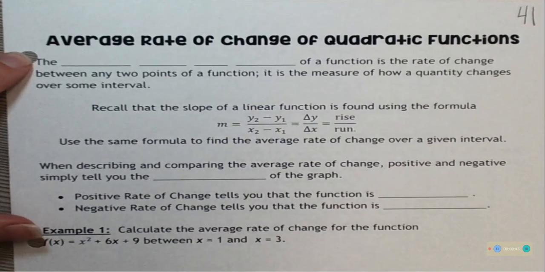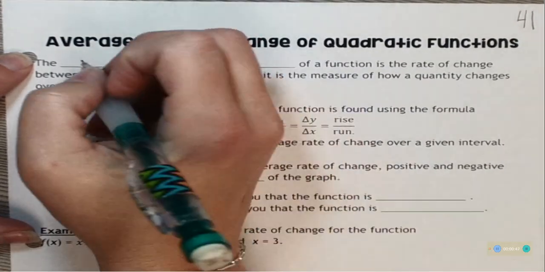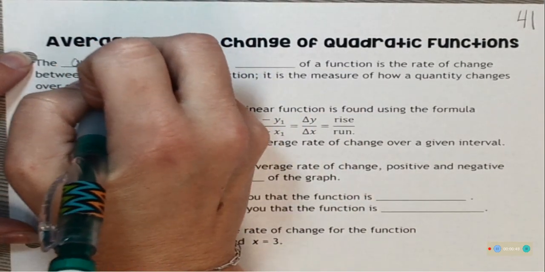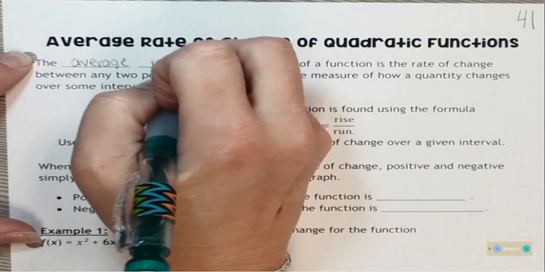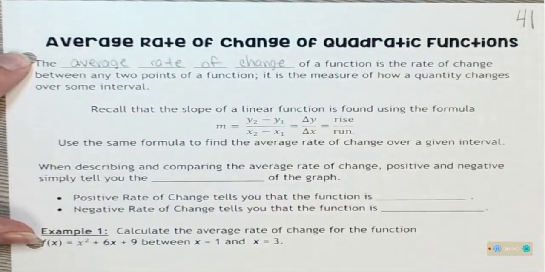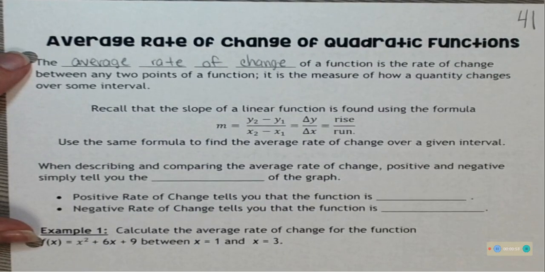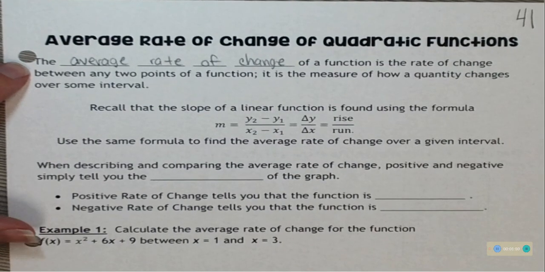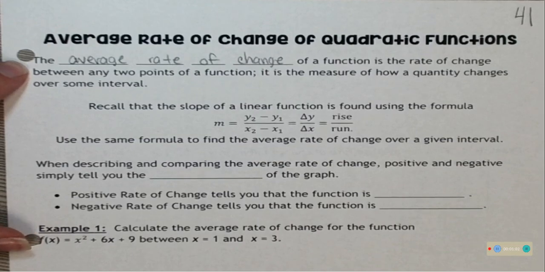These words are important or else I wouldn't have put them up there. The average rate of change of a function is the rate of change between any 2 points of a function. It is the measure of how a quantity changes over some interval.